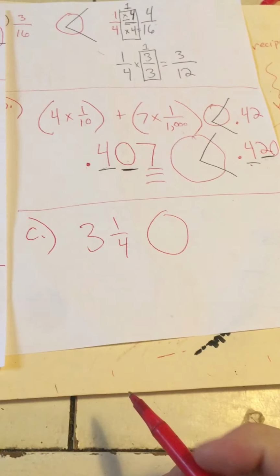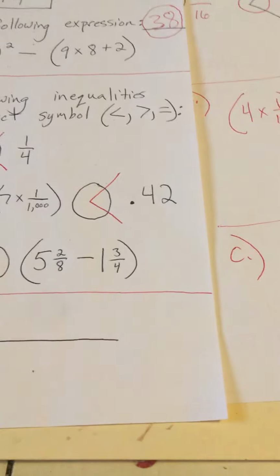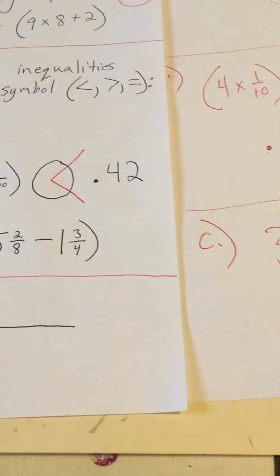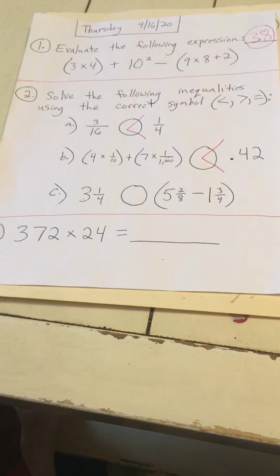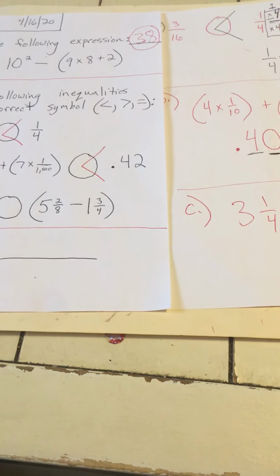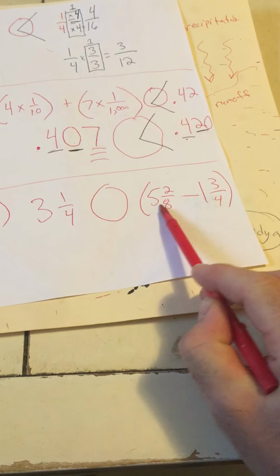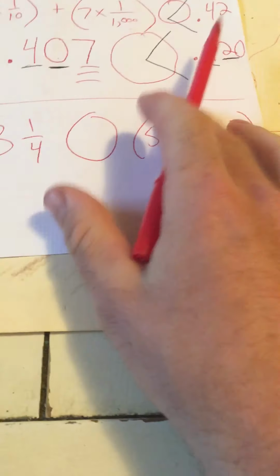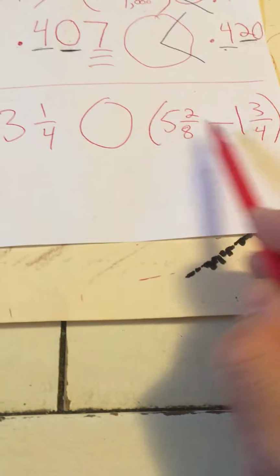Is that less than, greater than, or equal to? Let's see, we have 5 2/8 minus 1 3/4. So 3 1/4, or 5 2/8 minus 1 3/4. Just double checking that I have the correct numbers here, and I do. So this one already has a mixed number, 3 1/4. Now we need to solve this to figure out what that is as a mixed number.